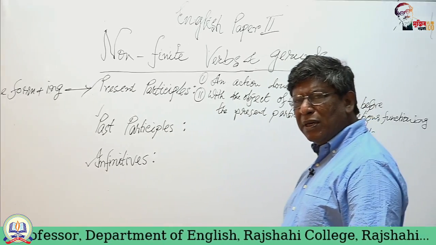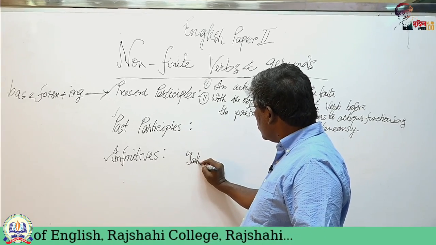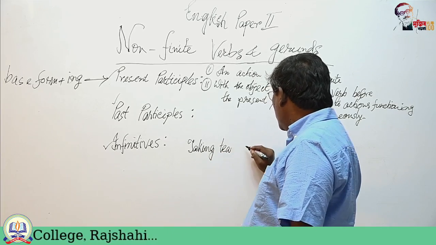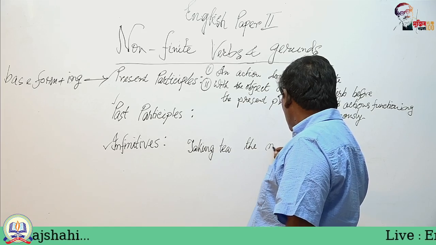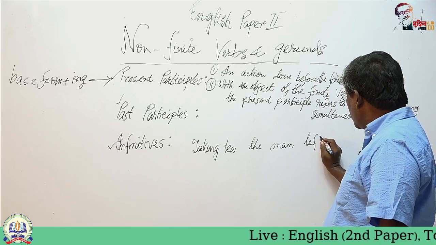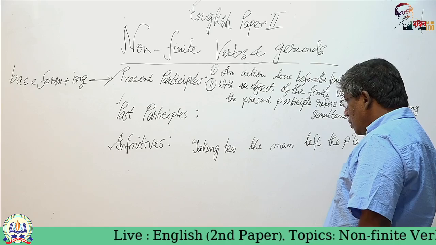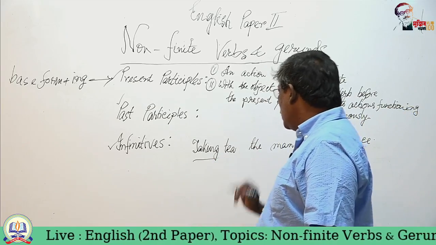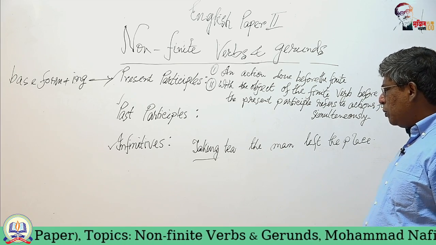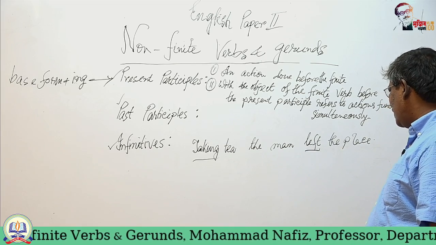Let me give some examples. Taking tea, the man left the place. Look at the sentence. The word take is presented in the sentence in the present participle form, and the action of tea taking is done before the action of the finite verb, that is the leaving of the man.